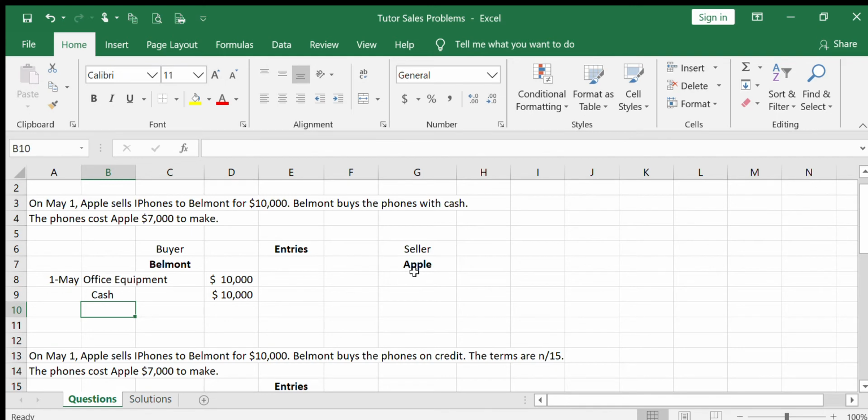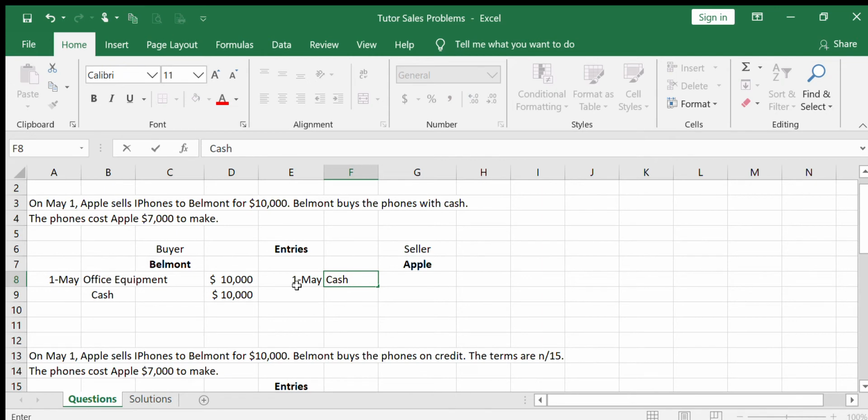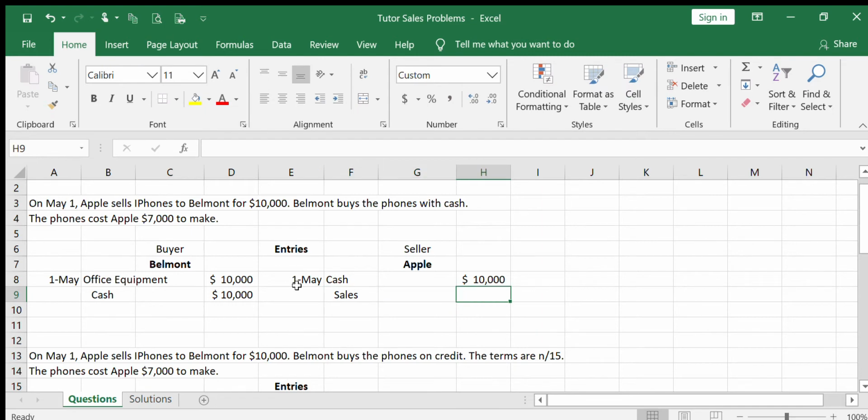So we will transition to the Apple side of this. So again, May 1st. Our debit here, though, is going to be cash because Belmont is paying us $10,000 for these phones. And then our first credit will be to sales, and that will be for $10,000 as well because we did a sale of $10,000. So with the seller's perspective, we can't just stop here like we did on the buyer's side. We have to keep going.